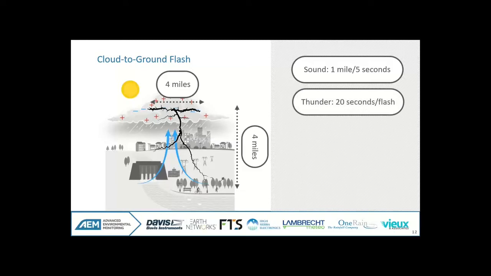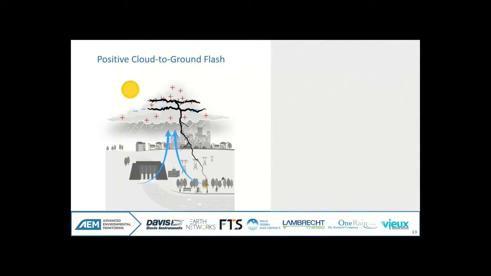So in our example, where we have about a 4 mile long channel of lightning there, it would take about 20 seconds for that flash to move through. So you'd hear the thunder rumbling for maybe 20 seconds as that whole channel of lightning propagates. So think about thunder as a sound wave that is the byproduct of lightning.